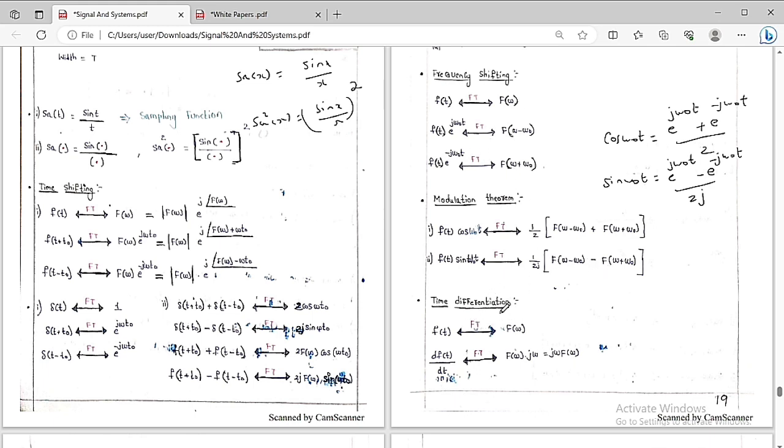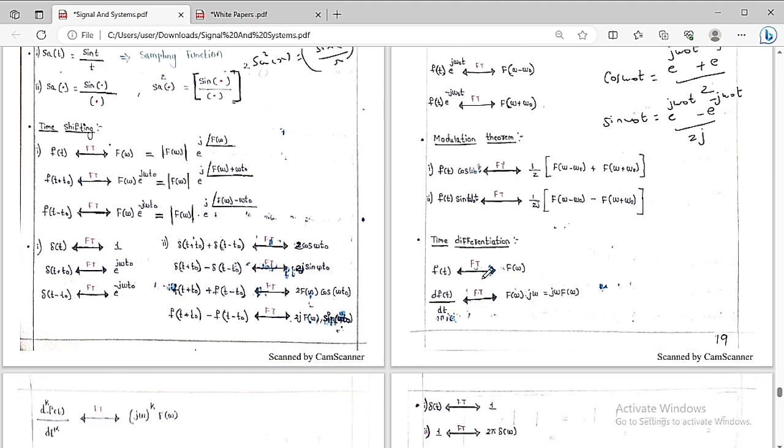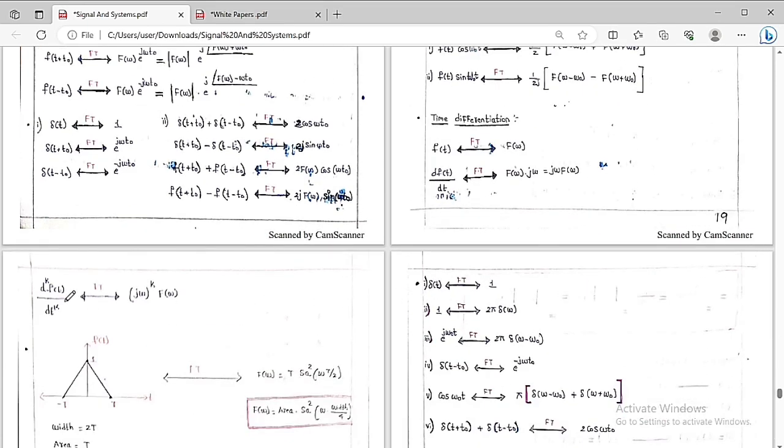Now time differentiation, another concept. For f of t, if the Fourier transform is f of omega, then d by dt of f of t has a Fourier transform j omega into f of omega. Then the kth derivative of f of t has a Fourier transform (j omega) to the power of k into f of omega.